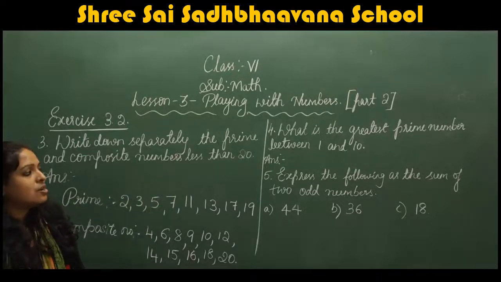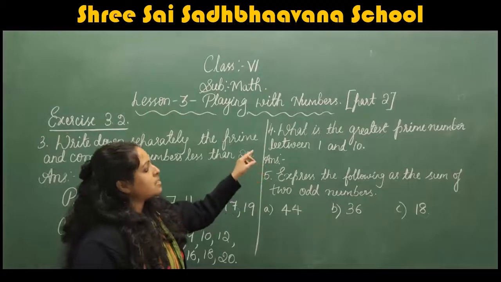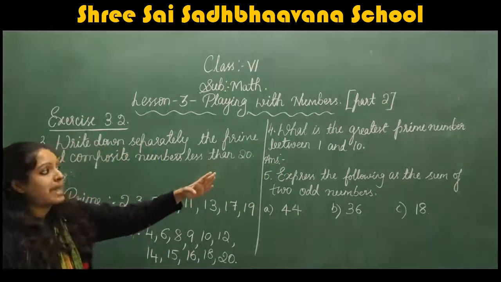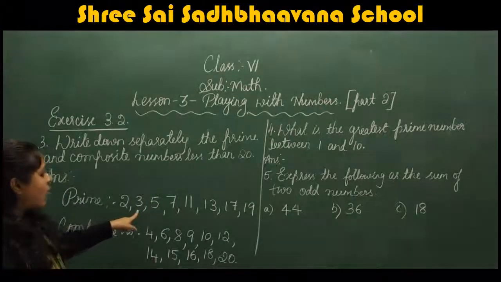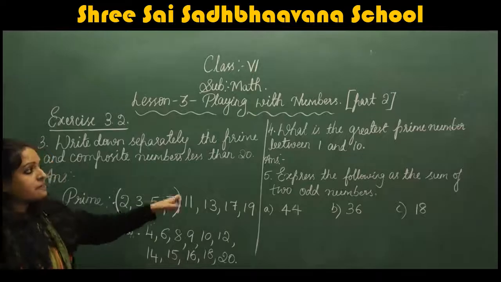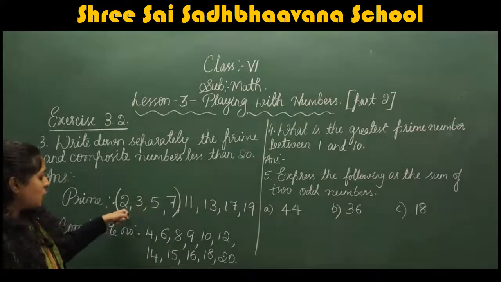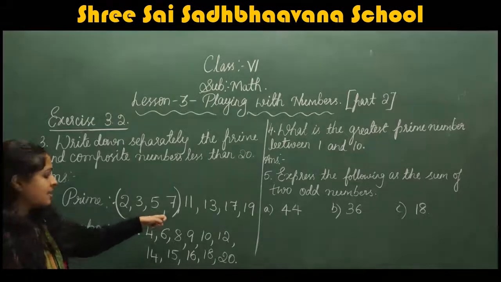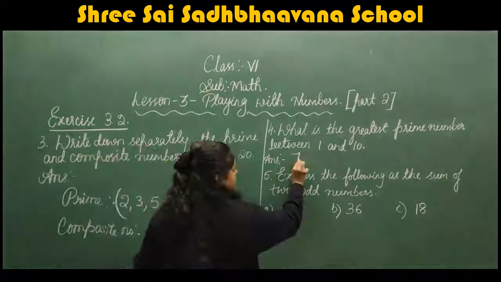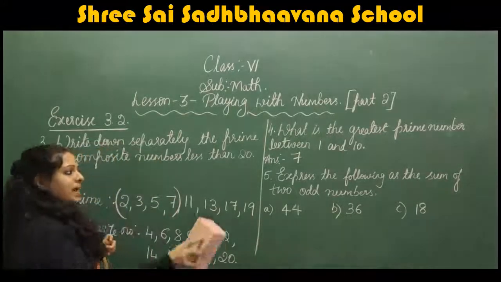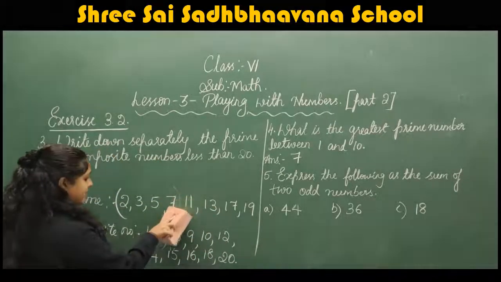Move on to the next one. What is the greatest prime number between 1 and 10? So now you have to tell me the greatest prime number between 1 and 10. We have already written the prime numbers, so it will come till here. Between 1 and 10 is given. So 2, 3, 5, 7. In this, which one is the greatest one? 7 is the greatest one. So the answer is 7 is the greatest prime number between 1 and 10.